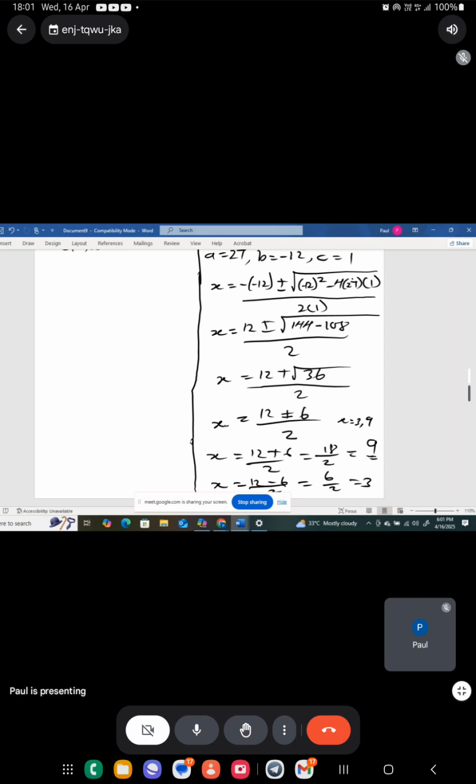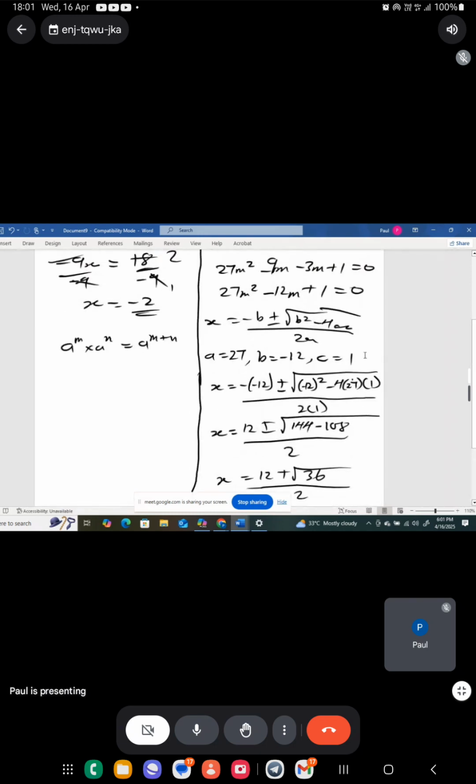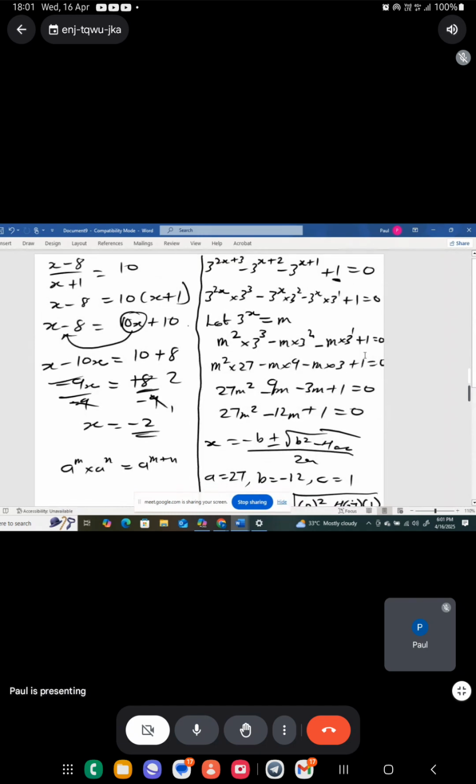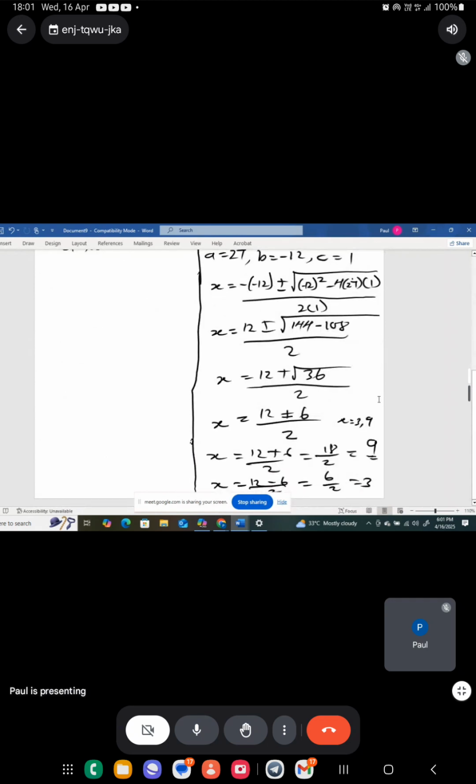So when we get this, we are not done. Because we let x equals, sorry, the answers should be m instead of x. I was using x because the formula always uses x. So m is 3 or 9. Because we let 3 to the power x be equal to m, we should equate it back.